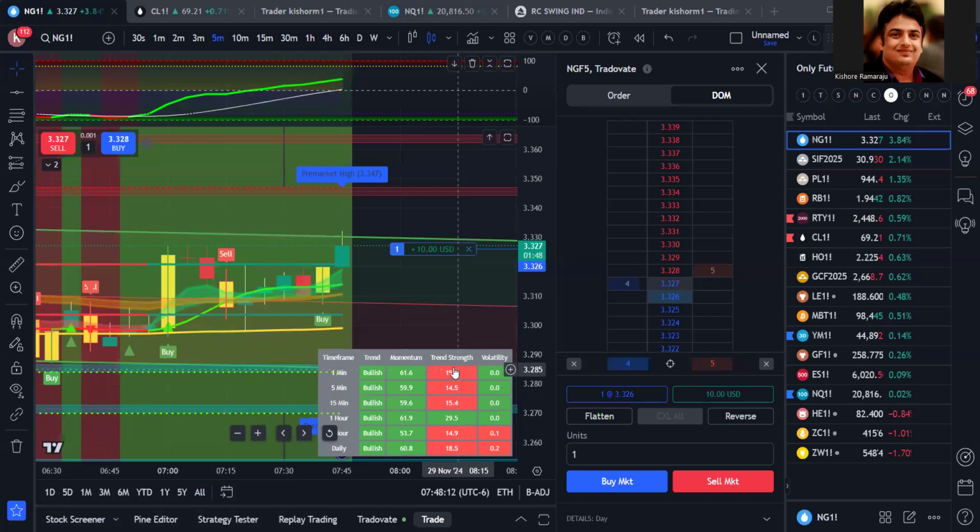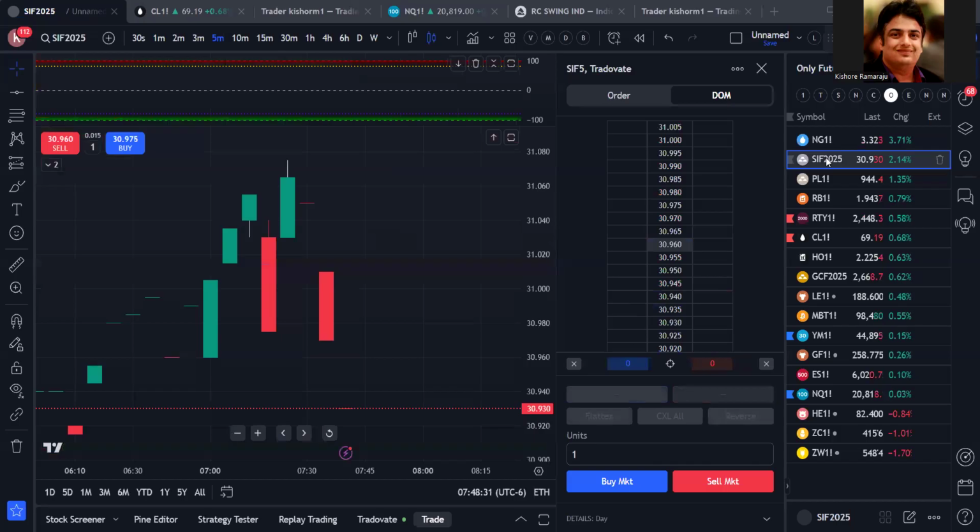That means it will be little choppy. If this is also green, that will be very good opportunity. Very quickly we can make the profits. Otherwise, it may go up and down. May take some time, but it's okay because it is a slow ticker. Maybe it may take 30 minutes, 40 minutes to reach the target, but that's fine. Then we'll go to silver.